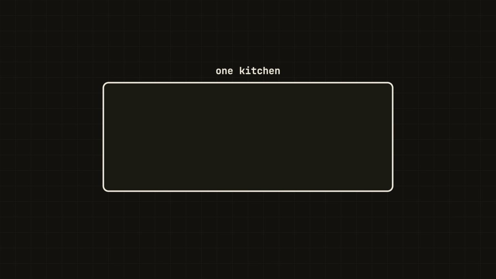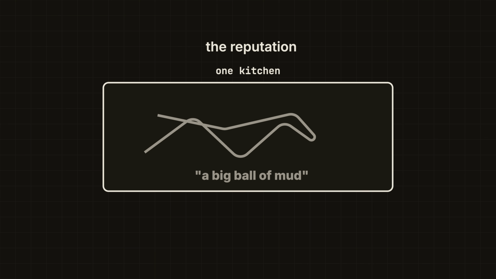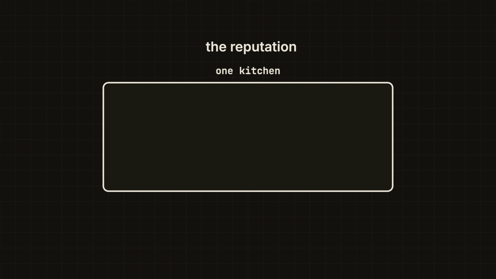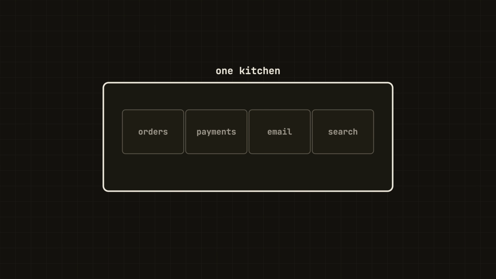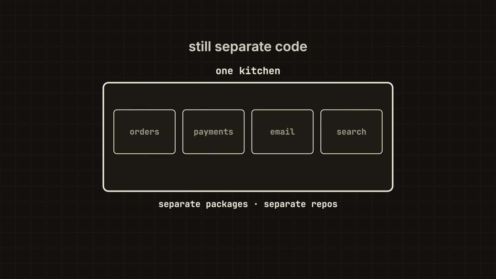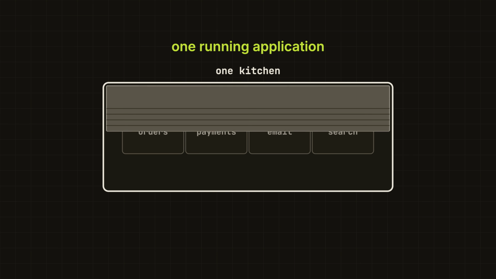So let us be fair to the monolith first, because I think it has got a bad reputation that it mostly does not deserve. A monolith is not a big ball of mud. It is not old code. It just means the parts live together and ship together. So, for example, inside our shops application, we would still have clear areas: orders, payments, email, search. The modules might even sit in different packages or repositories. What makes it a monolith is that they become one running application and get released together.